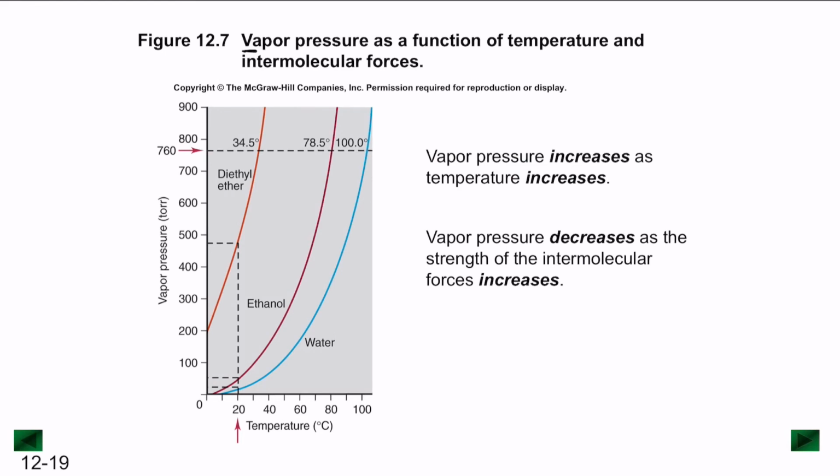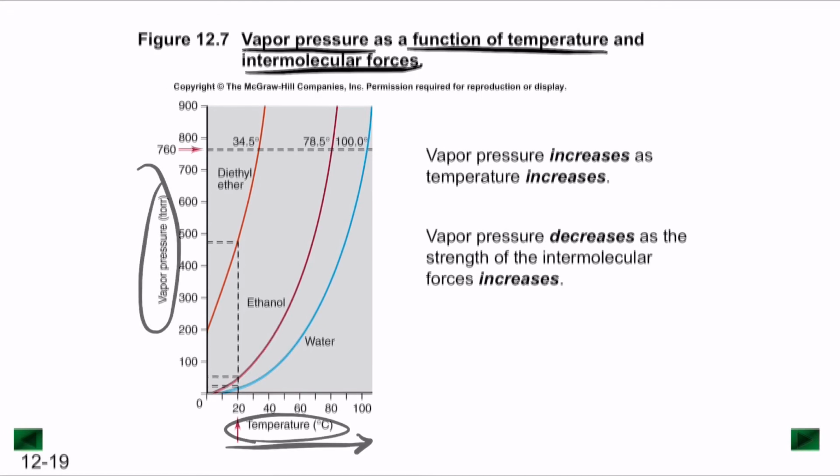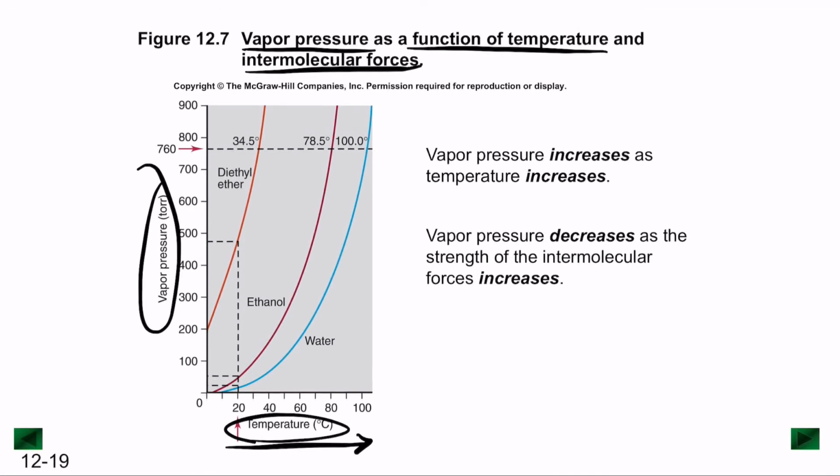So how do you write vapor pressure as a function of temperature and intermolecular forces? As you notice here, as the temperature increases, the vapor pressure will increase. At atmospheric pressure, when the vapor pressure is 760 torr, water evaporates at 100 degrees centigrade, ethanol evaporates at 78.5 degrees centigrade, and diethyl ether evaporates at 34.5 degrees centigrade.